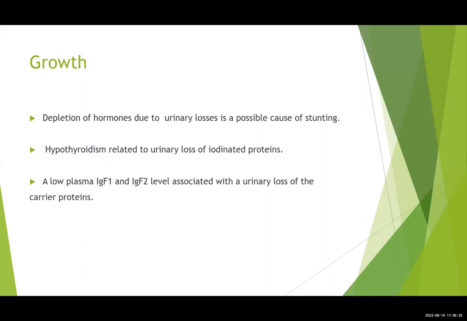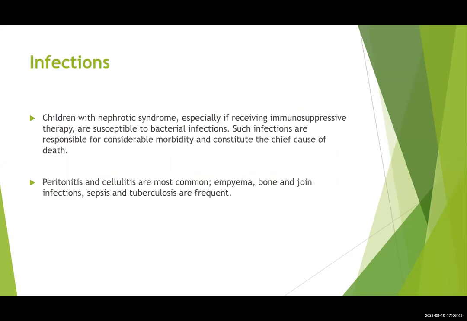As I have said, depletion of hormones due to renal loss is a possible cause of stunting, especially in frequent relapse and dependent cases. Hypothyroidism is related to urinary loss of thyroid-binding proteins. Low plasma IGF-1 and IGF-2 levels, along with urinary loss of carrier protein, will affect the growth of the child, especially in the long term.